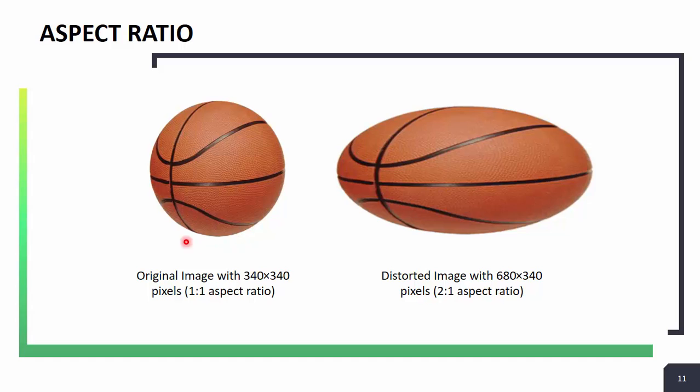Circles may look like ellipse if it is distorted. For example, let's say this is original image. The size is 340 by 340, so the aspect ratio is 1 to 1. If we enlarge it too much, it becomes 680 by 340. We stretch it too much horizontally. Now the aspect ratio is 2 to 1. So the basketball image now looks like an ellipse instead of a circle in the original image.